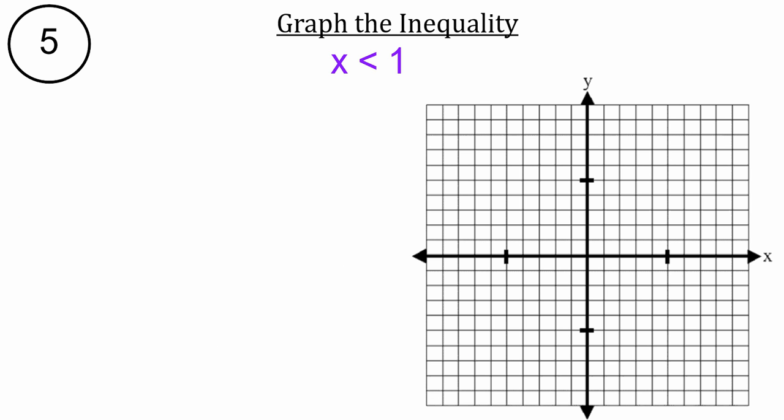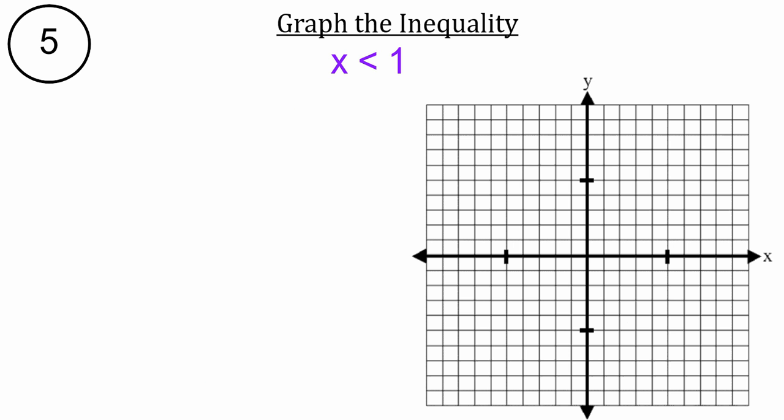How about this one? Can we graph the inequality x is less than 1? So if we think about this, is this in kind of a slope-intercept form? And it is. We don't have a y, but we do have the x that's isolated. And so if you relate that back to when we were graphing our lines, when x equaled something, what kind of line did you have?